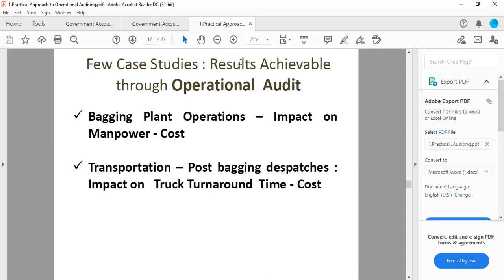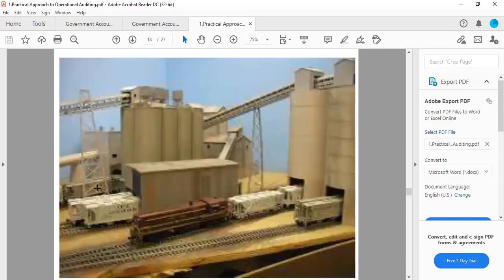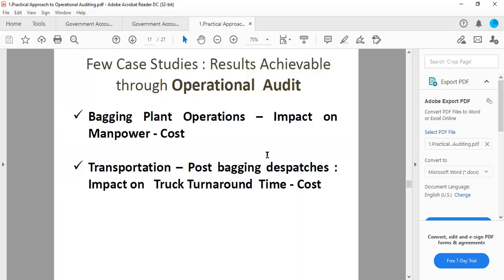Normally in operational audit, although it is long term, we also look into the short term to analyze and dissect the problem, because what will happen in the short run will contribute to the long run. So this is an example of this particular case. I want to go back to the previous slide. Okay, so this is the bagging plant operations.